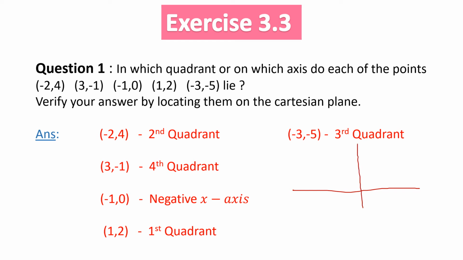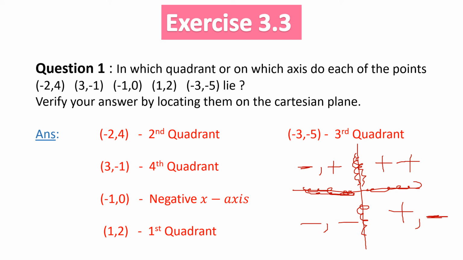We have 4 quadrants. These are the 4 quadrants. We know that in the first quadrant, both numbers are positive. Why? Because this is positive and this is also positive, right? Then in the second quadrant, the x-axis is negative and the y-axis is positive. Then we have both negative, that is, x negative and y also negative. Then the fourth, where x is positive and y is negative, right? So these are the quadrants.